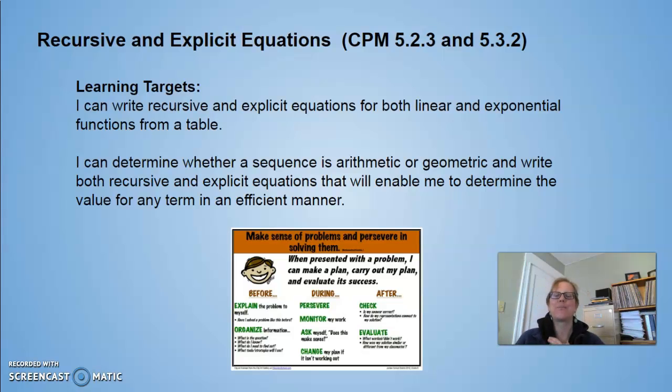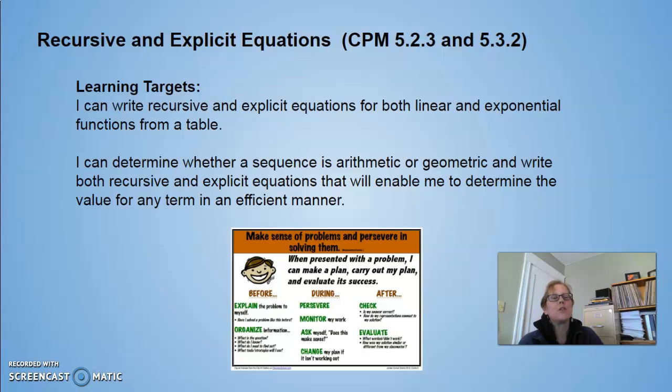All right, so you can take a look at the learning targets. Basically, it's what I just said. We're going to learn how to write both recursive and explicit equations for both linear and exponential functions. Of course, that's also about arithmetic and geometric sequences. Those are related, so we'll be talking about that.